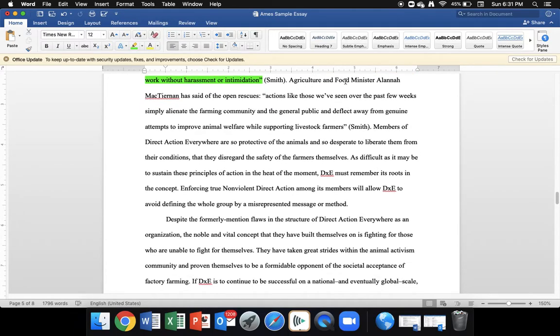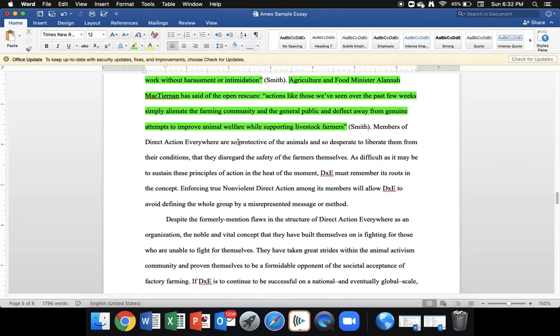Agriculture and Food Minister Alana McTiernan has said of the open rescues, action like those we've seen over the past few weeks simply alienate the farming community and the general public and deflect away from genuine attempts to improve animal welfare while supporting livestock farmers. Another reasonable quote. Now let's get to the commentary.